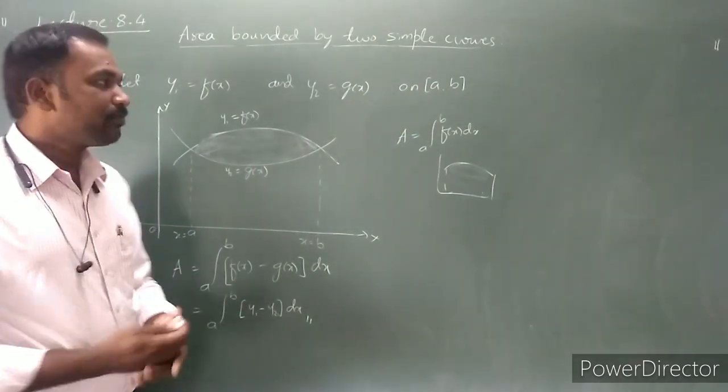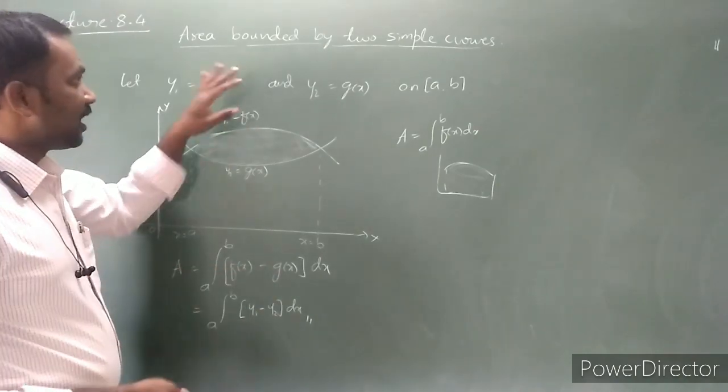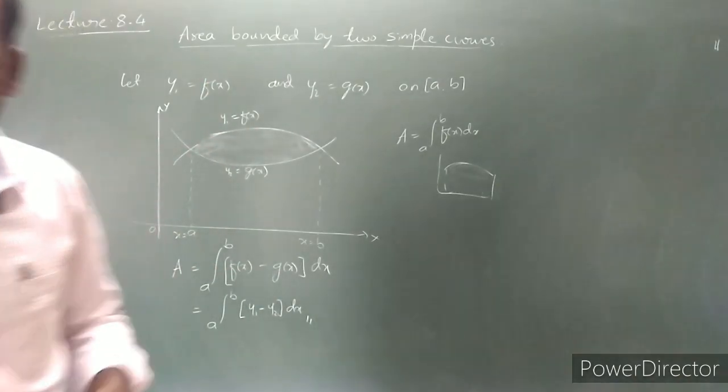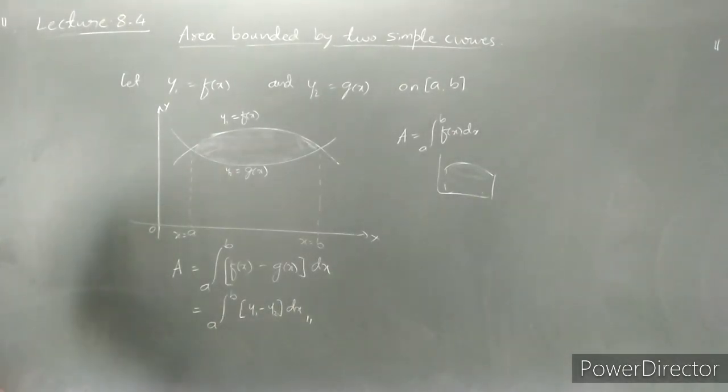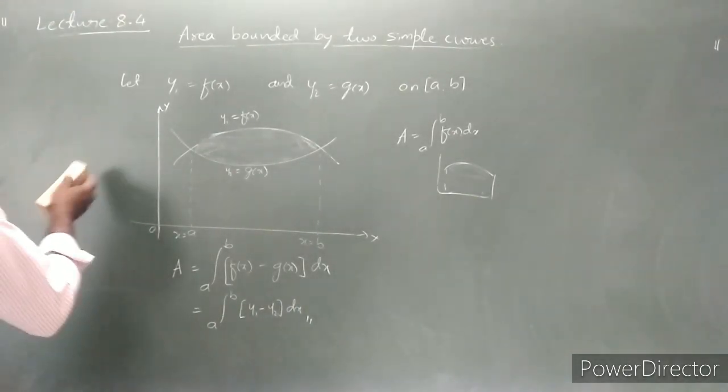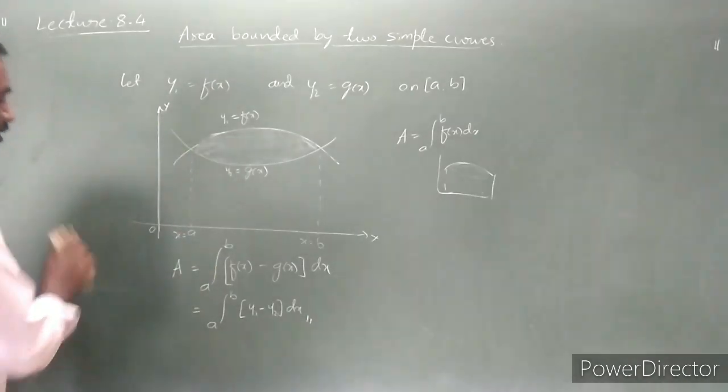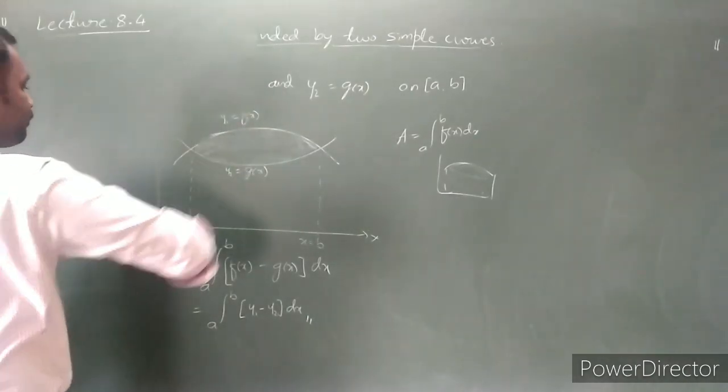Now, let's take a particular example regarding this one. We will come to understand very easily. So now, the very first example I am taking is: find the area bounded by the two curves, that is, the two parabolas. You just remember this one. Note down this diagram.